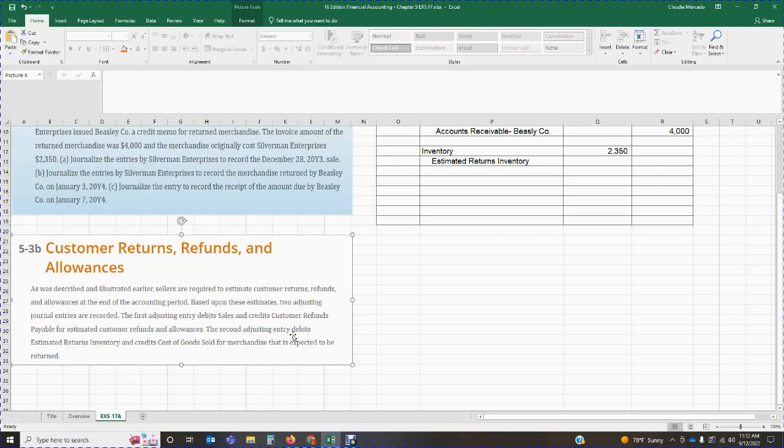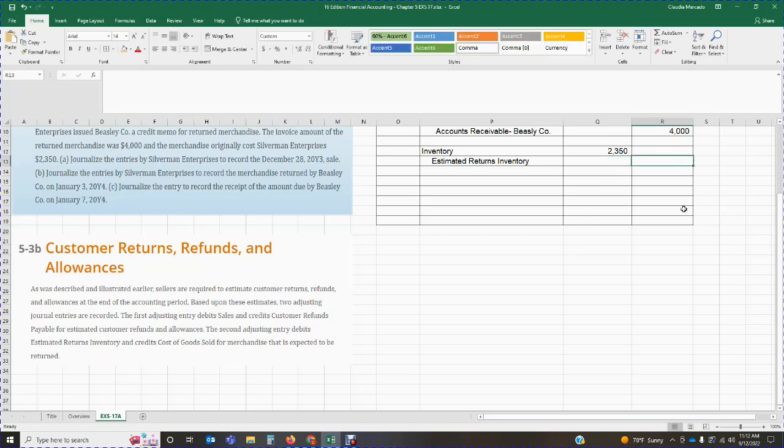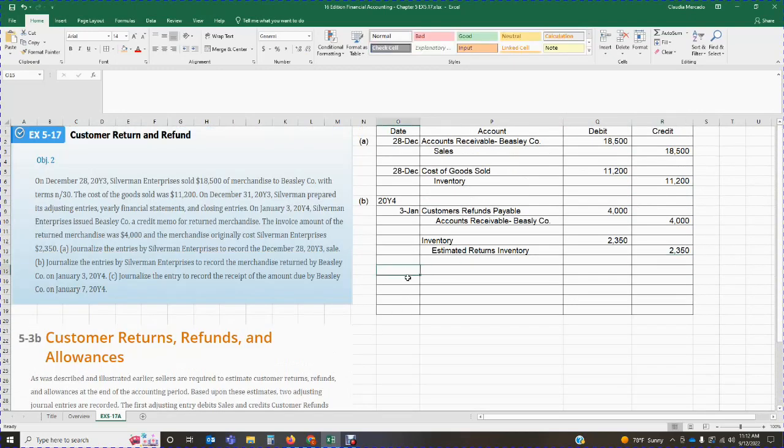Because we are doing the return, we're going to do the opposite. We're going to credit estimated returns inventory for the 2,350. This is going to update my estimated returns inventory value, taking into account that actual return that took place. So that is happening on the 3rd. Now, letter C is happening as of January the 7th.